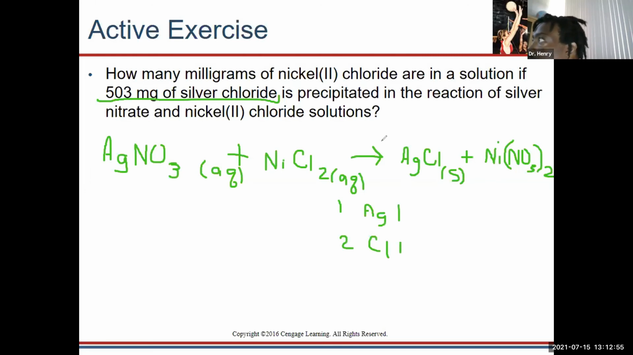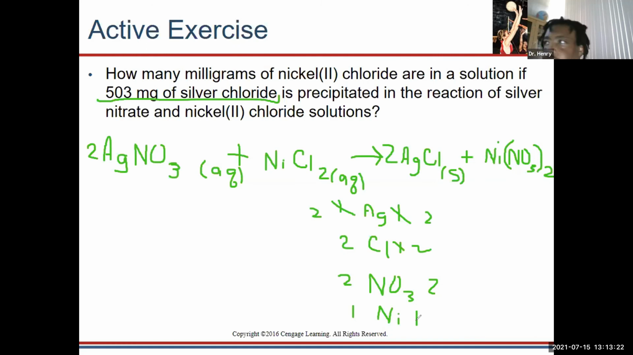Okay, so what do I need to do so that it would be balanced? Put a 2. So then that also means that I have to change this to a 2, right? That's right, and now everything is balanced. So now that's 2, that's 2, and then our NO3, we have 2 on both sides. And then we have 1 nickel on both sides, 1 Ni. So now it's balanced, right?